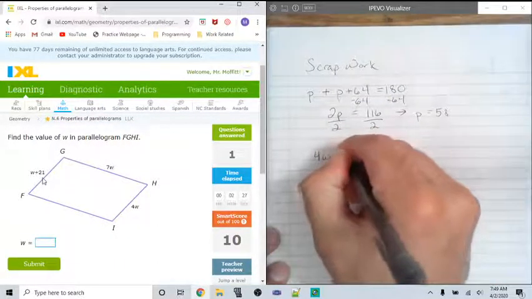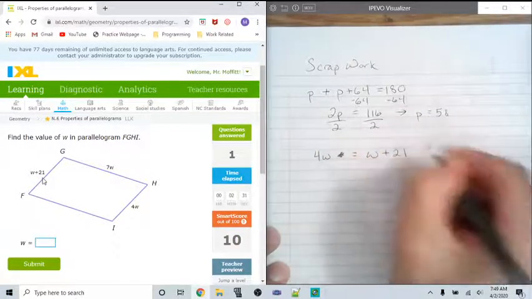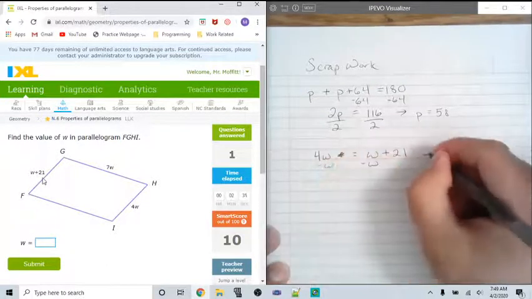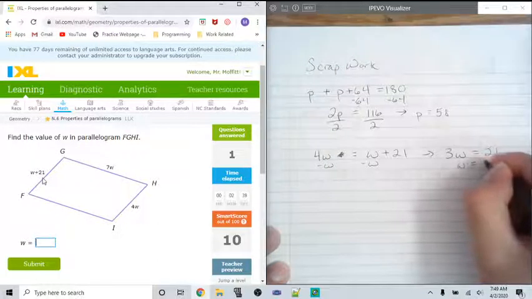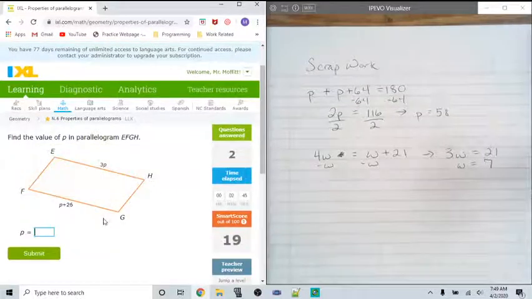So let's see, 4W, not plus, 4W is equal to W plus 21. So I'm going to subtract W from both sides to find out that 3W equals 21. That just means W should equal 7 because we're going to divide both sides by 3. So let's go ahead and check that. That's good.